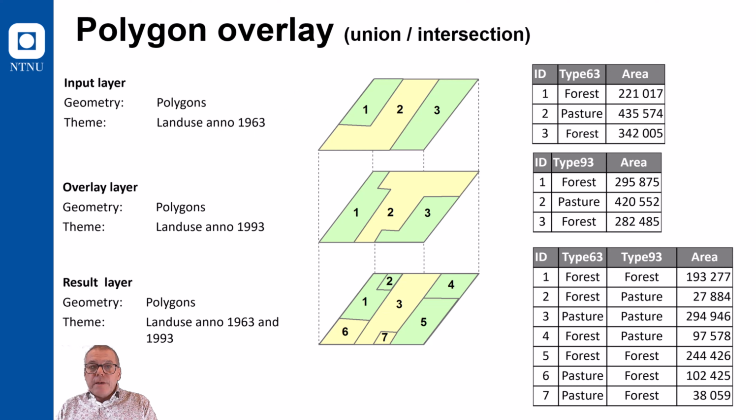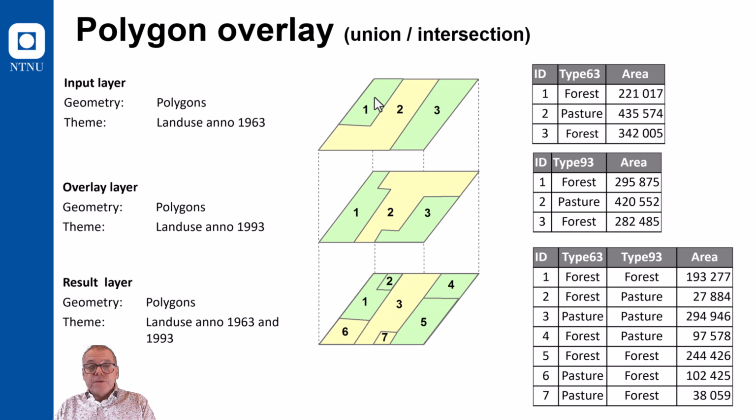And the second layer, the overlay layer, also having polygons, is the same area and the land use which is there 30 years later, in 1993. And then one can do an overlay here to see how land use has been changing during this 30-year period. As before, the geographical extents of the two input layers are similar, so whether you use a union or an intersection would give the same result.